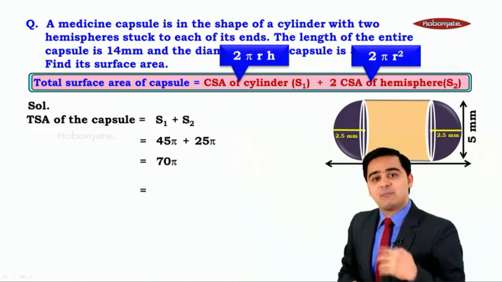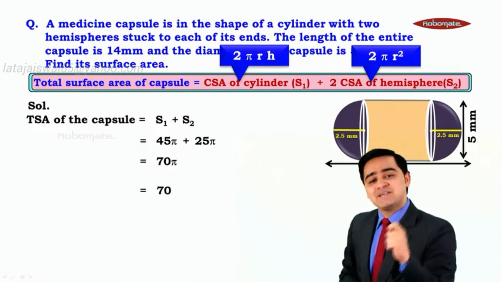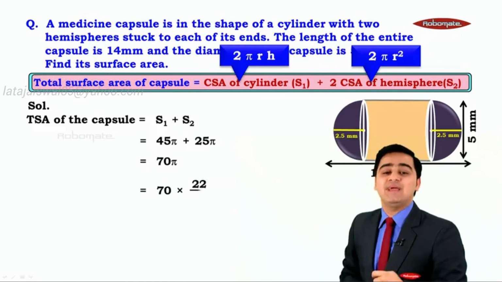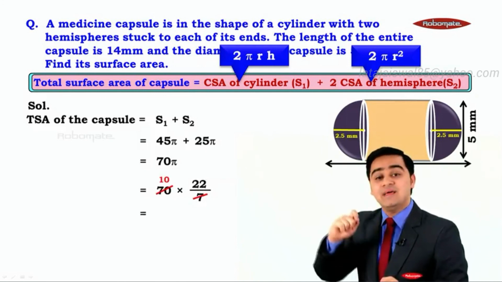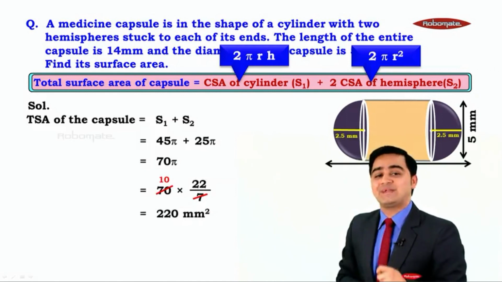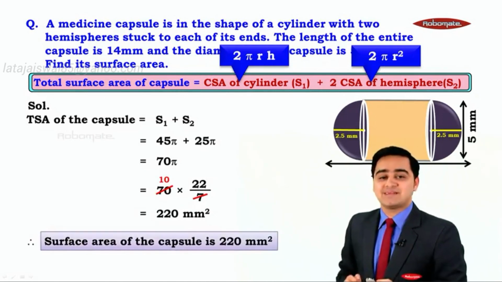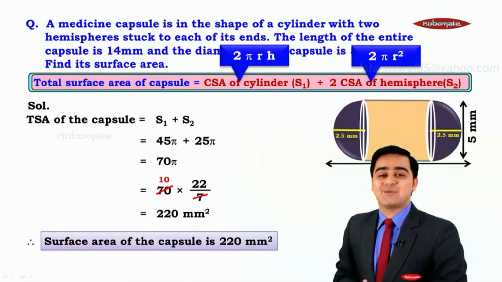Now let us substitute the value of pi. Pi, we know, yes, it is 22 by 7. So the next step is 70 into 22 by 7. Now let us do the cancellations. We can cancel 7 ones are 7, and that is 7 tens are 70. 10 into 22, yes, it is 220. So we have the total surface area of the medicine capsule equal to 220 millimeter square. A very simple sum, at the same time very beautiful.